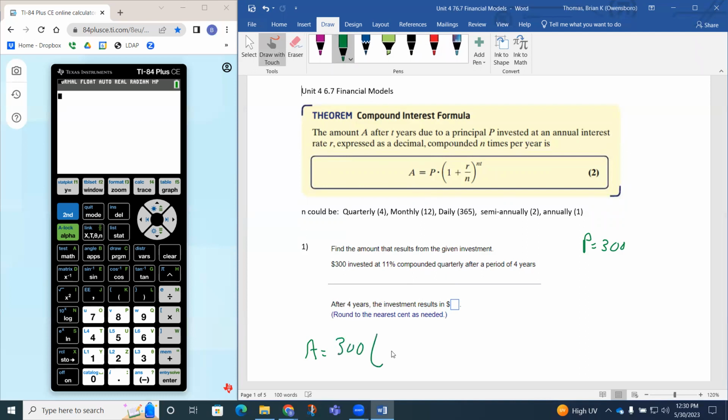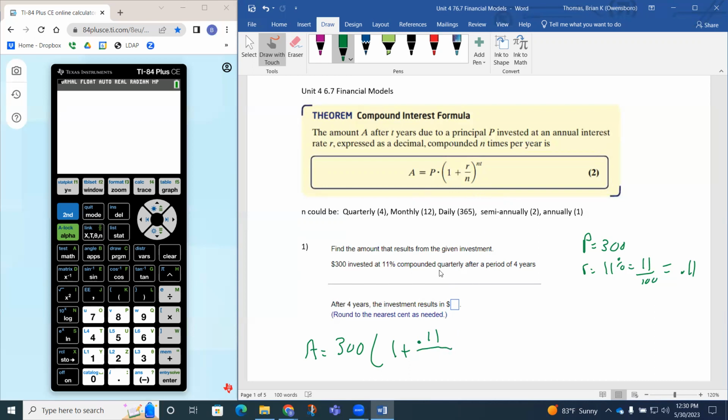And then in parentheses, we have 1 plus R, our annual interest rate. So 11% is going to be our R, but it's got to be expressed as a decimal. 11% is the same thing as 11 over 100. If I move the decimal 2 places to the left, that becomes 0.11. So 0.11 becomes our rate of interest as a decimal.